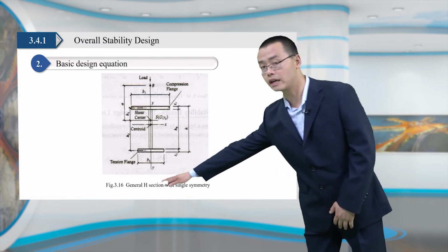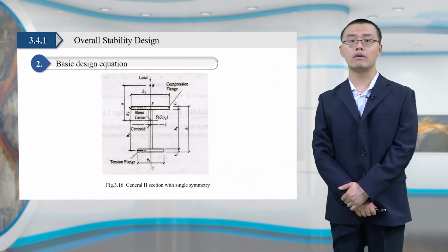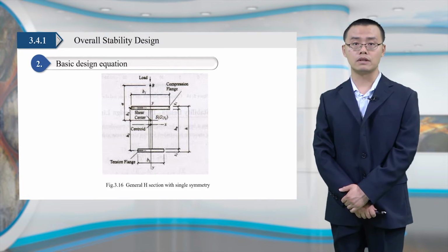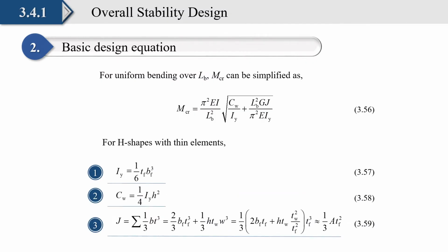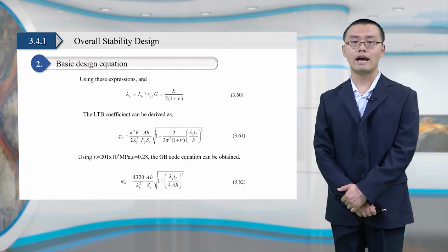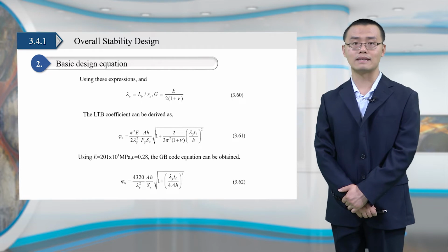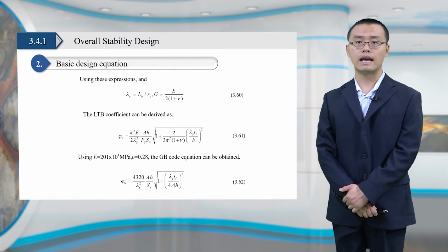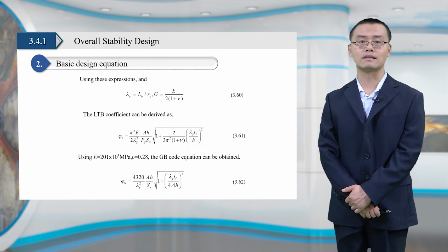You can see the figure 3.16 shows the general H section with single symmetry. For uniform bending over LB, M critical can be simplified as the formula 3.56. For H shapes with these elements, corresponding geometry parameters are listed as the following 3.57 to 3.59. Using these expressions, it is expressed as the formula 3.60. The LTB coefficient can be derived as formula 3.61.